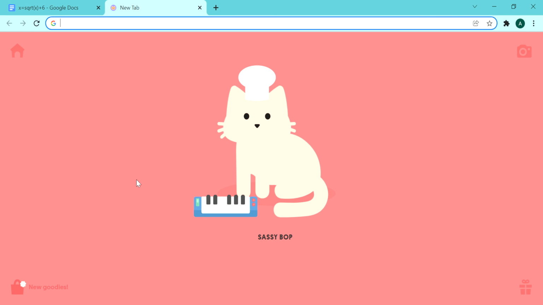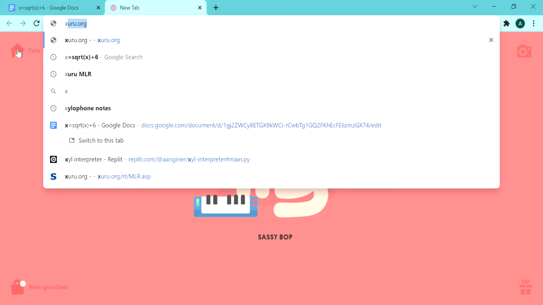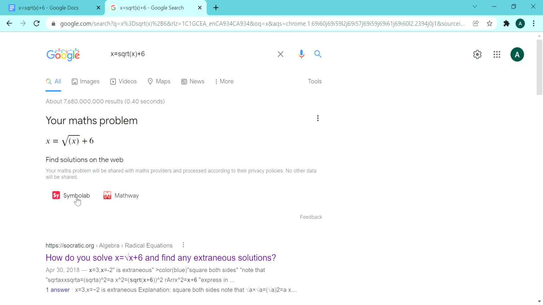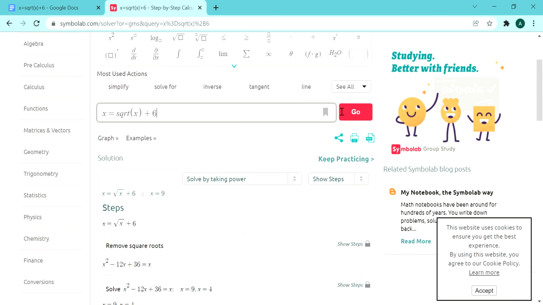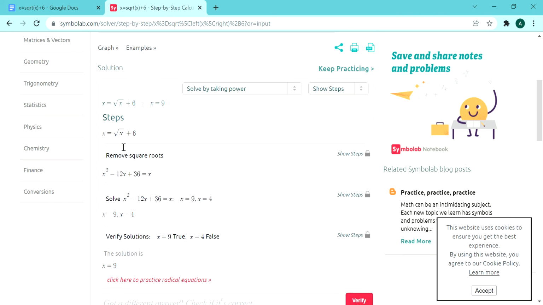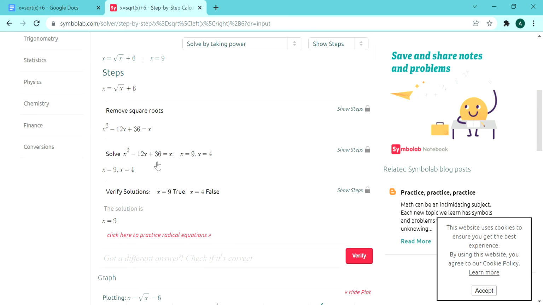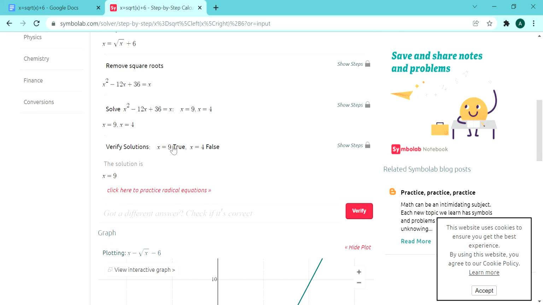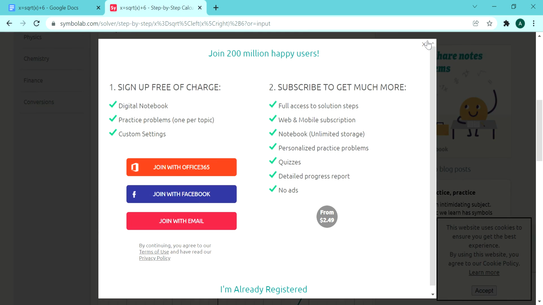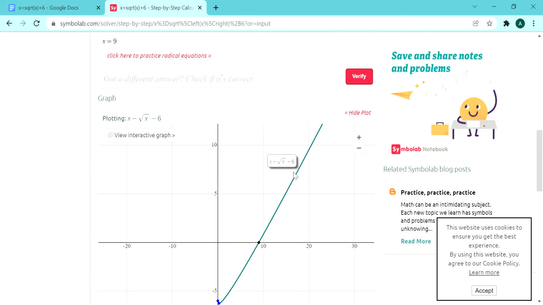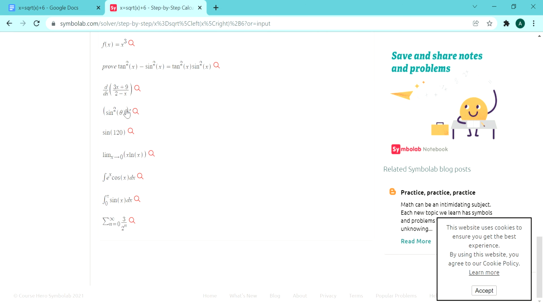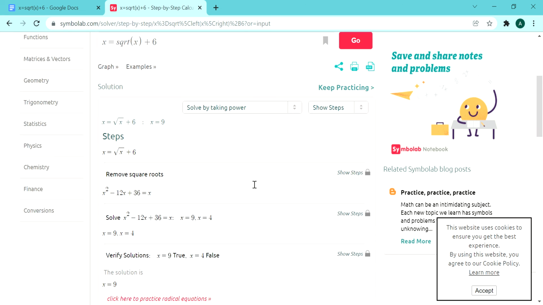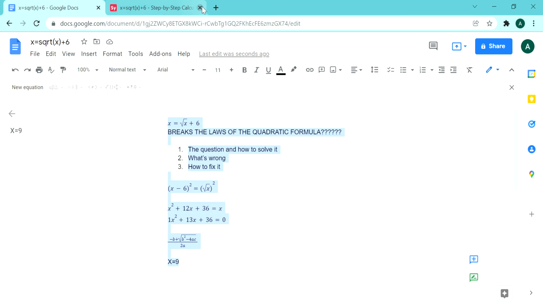And let me actually show you online. x equals square root of x plus 6. So you can go here to this thing. Let's see. So what you do is x equals square root of x plus 6. Remove square roots. x squared minus 12x plus 36. x equals 9. x equals 4. Verify solution. See? So I don't know what most of this stuff is, but as you can see, you do get x equals 4, and that's because of the quadratic formula.